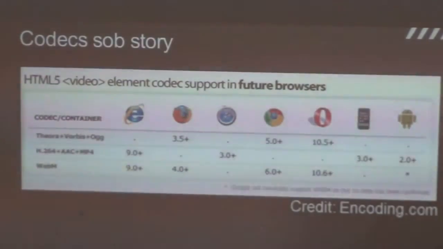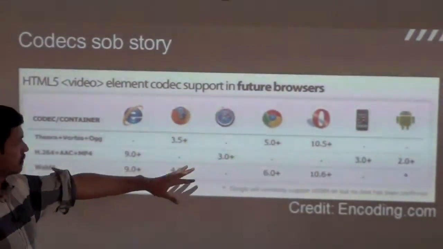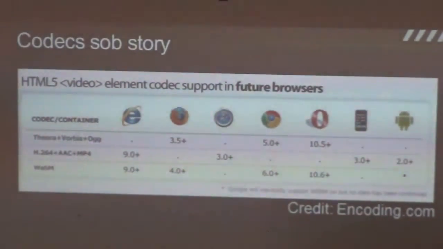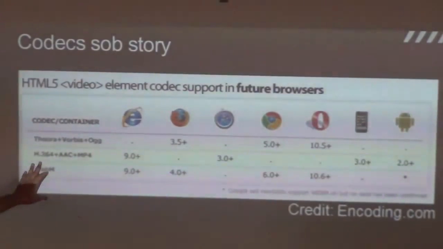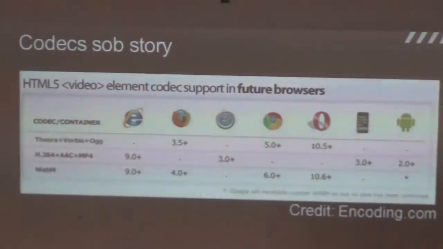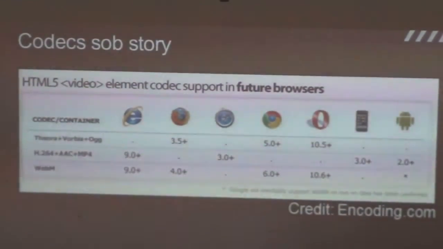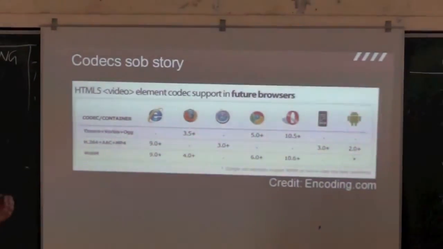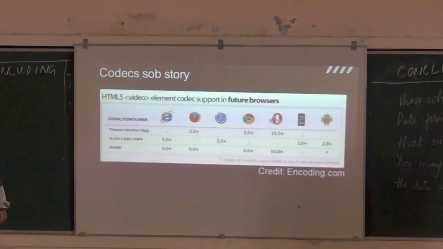So Internet Explorer and Safari, both on Mac and on iOS devices, support H.264. H.264 is a very popular video codec. It's a very high quality video codec, but it's a codec which has patent issues, or there are royalties. So if you're using H.264 in a product, you need to pay somebody some money.